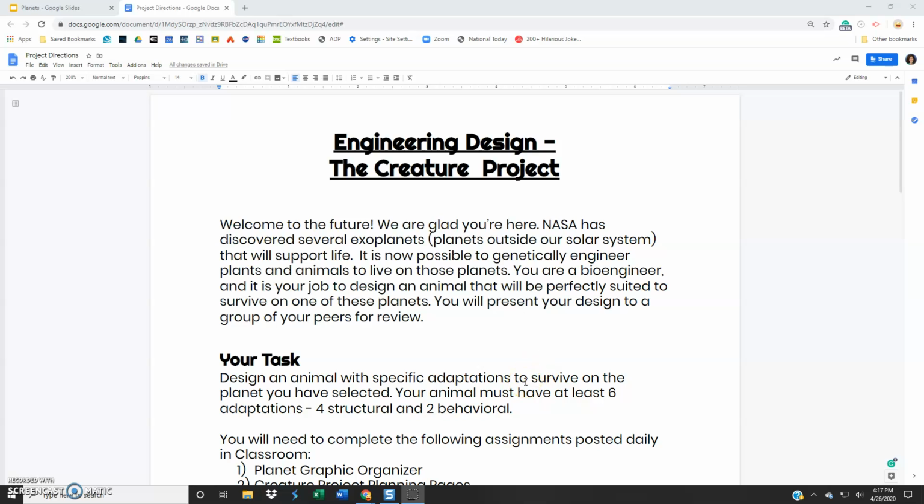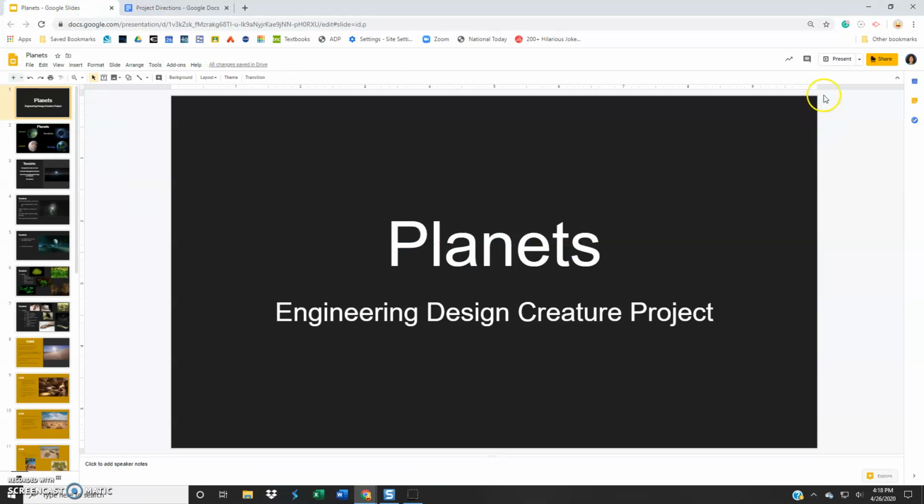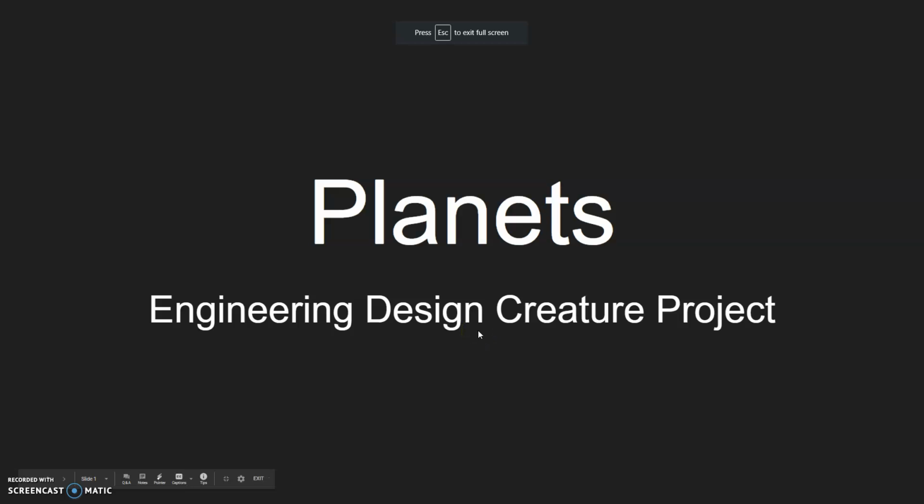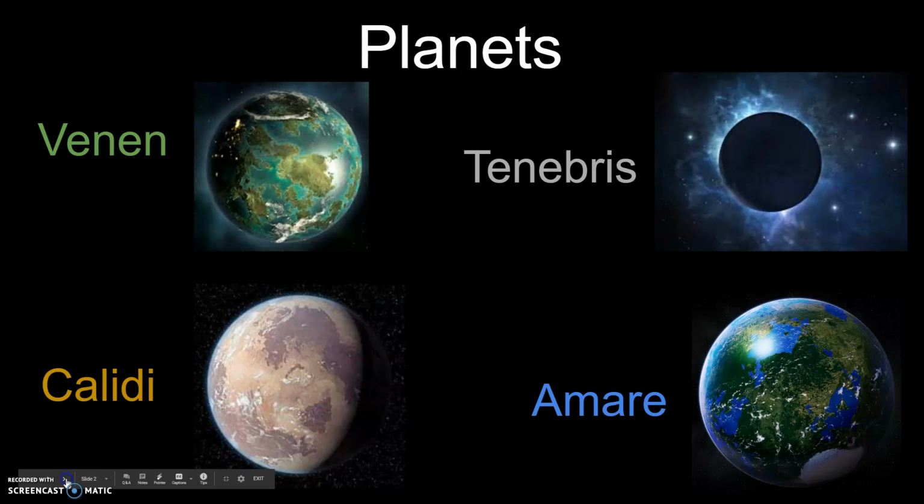So in order for you to start this project, you need to know what those planets are, because you're going to have to pick one and then design a creature that is perfectly adapted to thrive and or survive on that planet. So let's take a look at the planets. So again, these are the planets you're going to use for your creature project.